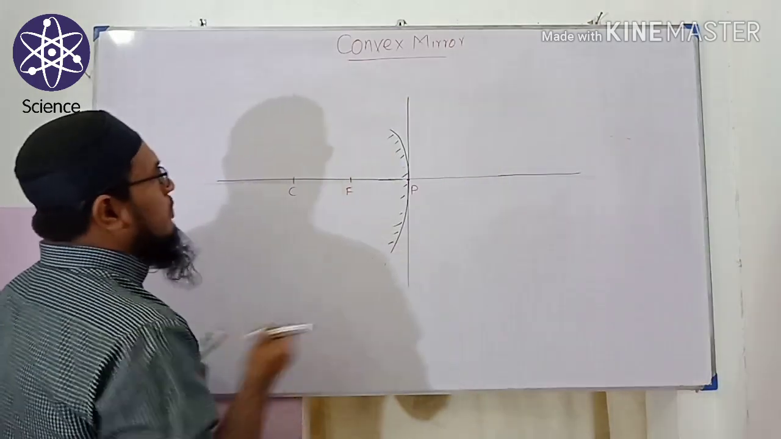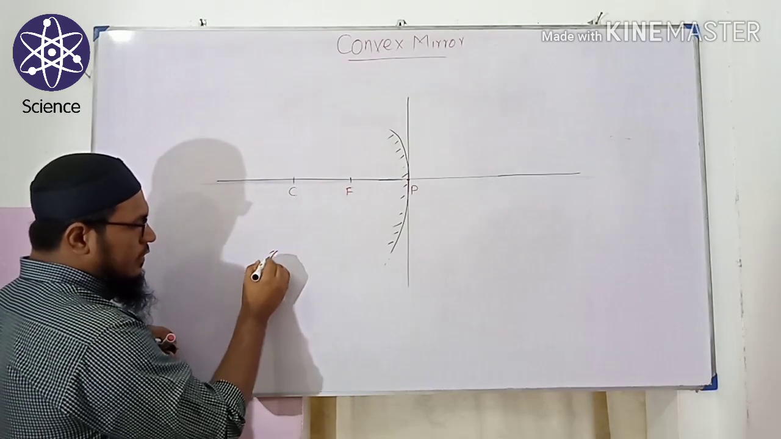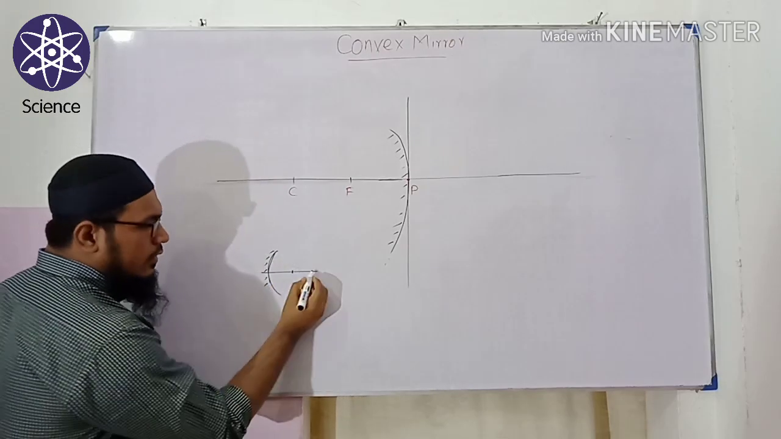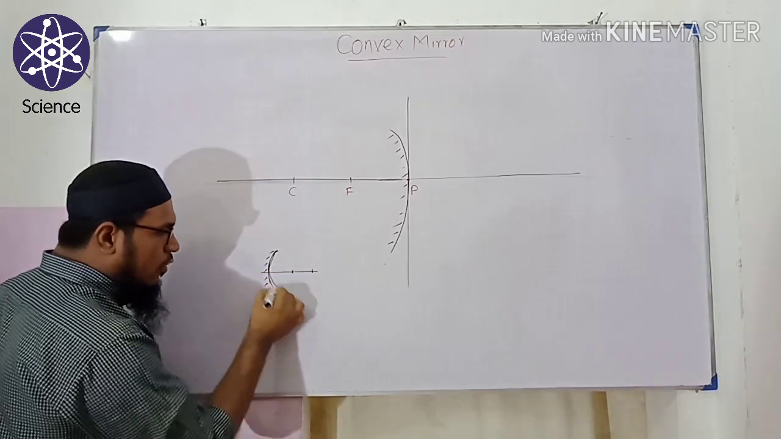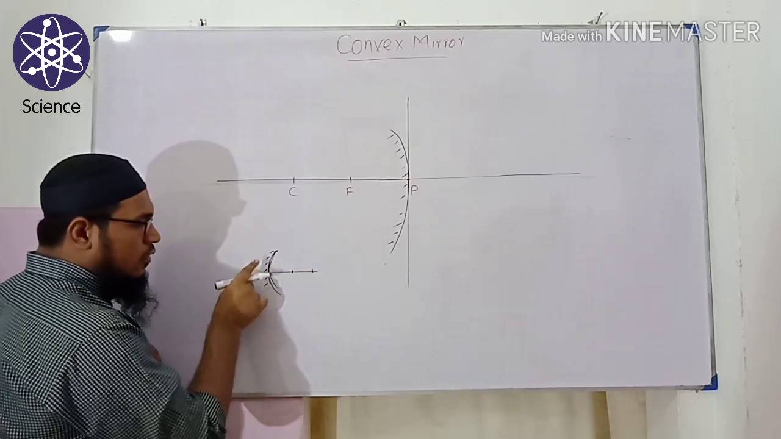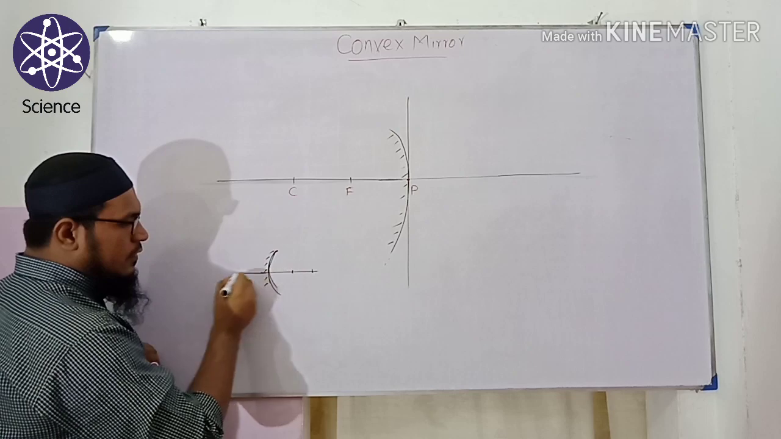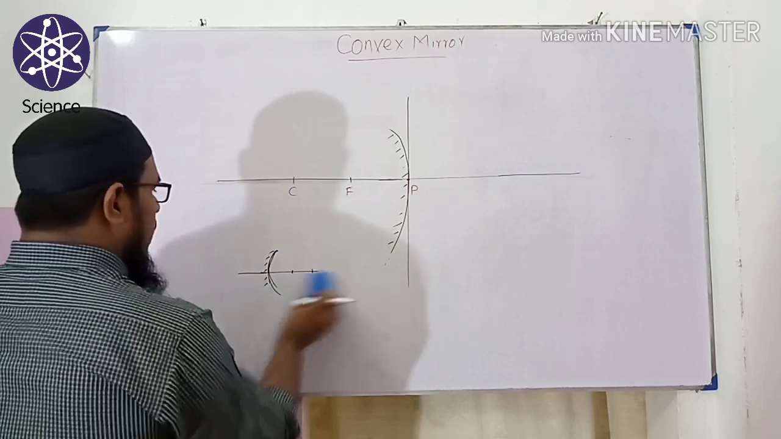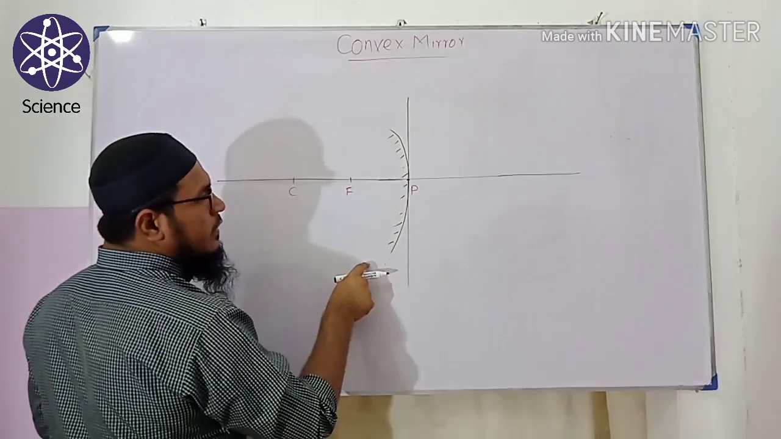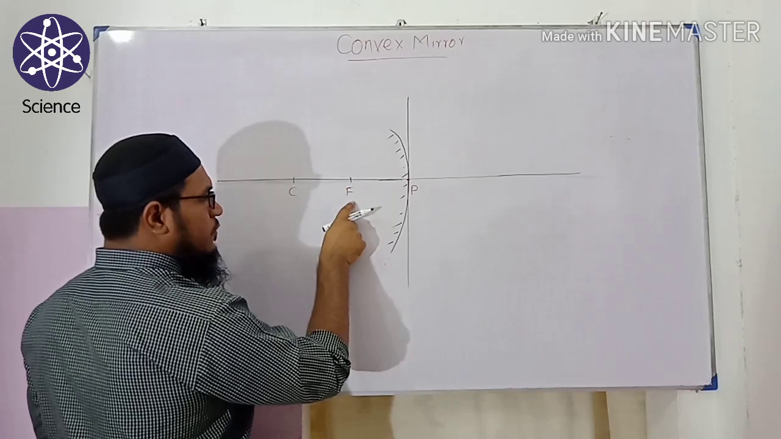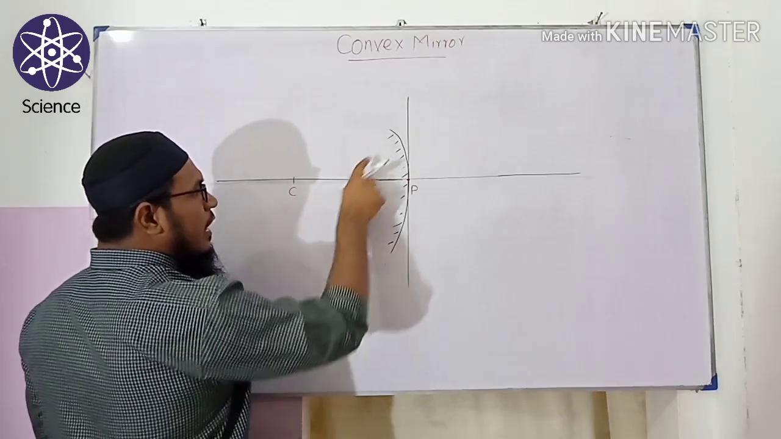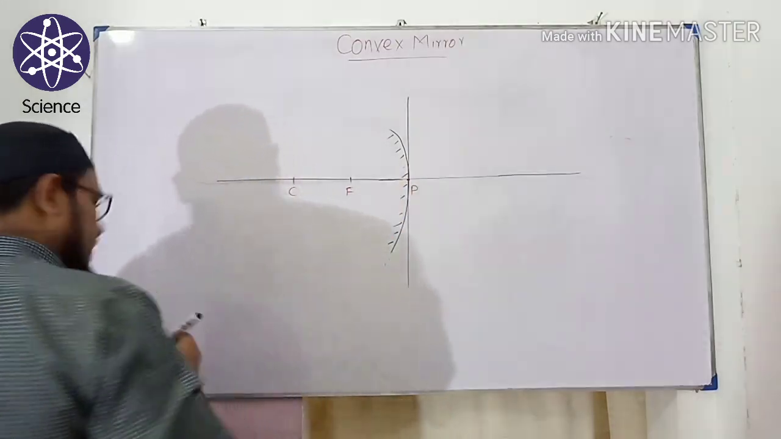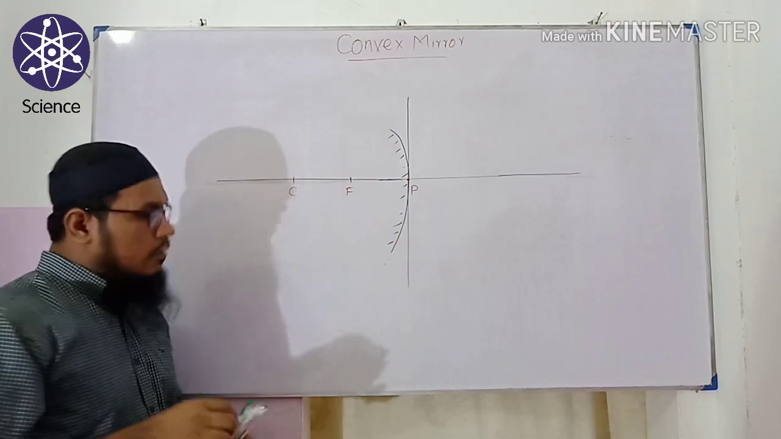In a concave mirror, we know that the focal point and the center of curvature lie on the reflecting surface, not on the mercury surface. It is on the reflecting surface. But in a convex mirror, the focal point and the center of curvature are on the non-reflecting surface, that is the mercury surface. So we'll see what happens to the rays.